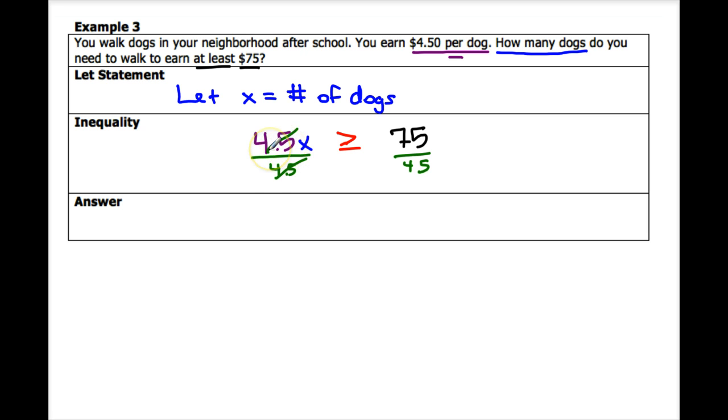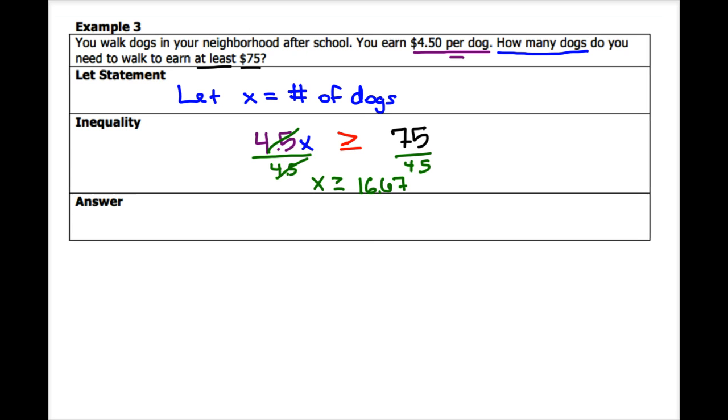Okay. And when you do 75 divided by 4.5, you get a decimal of 16.67. Now, even though that's the answer we get for x, we need to think about that answer in the context of this problem. Okay, because look back at your let statement. X represents the number of dogs. You can't walk 16.67 dogs. Okay, that wouldn't be possible. Dogs are measured to the nearest whole dog.